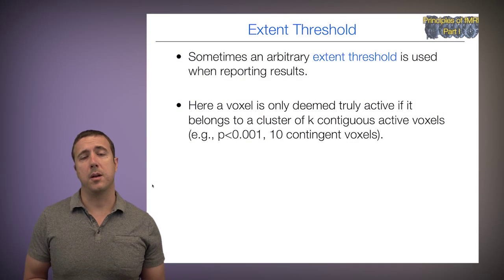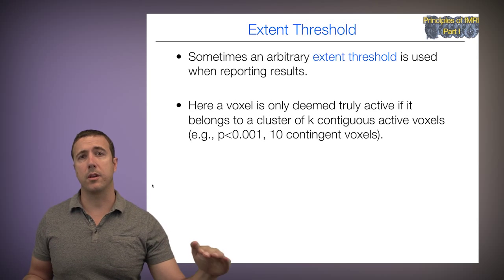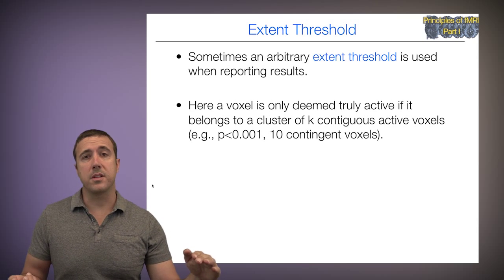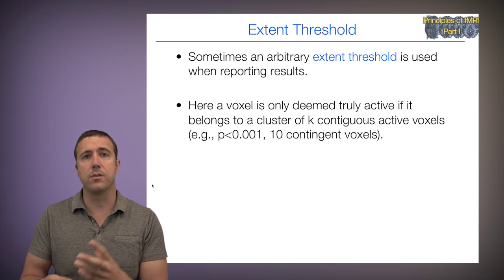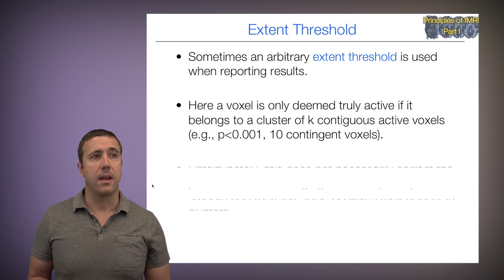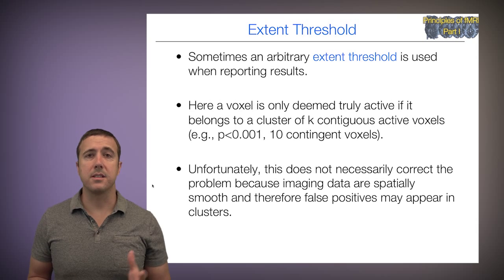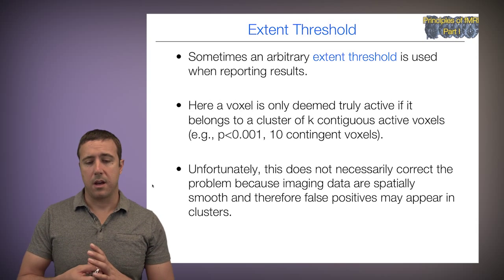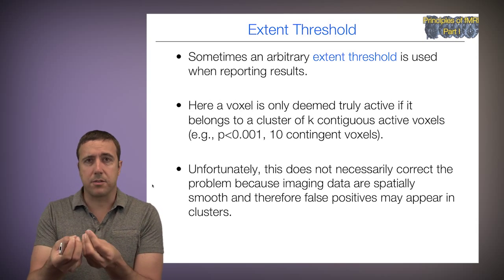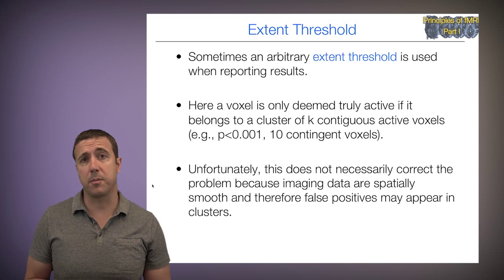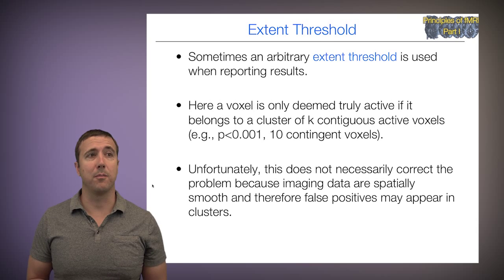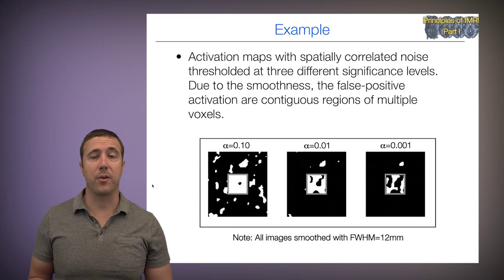So one solution that people often use is to use an arbitrary extent threshold. So for example, I might threshold a map at 0.001 uncorrected, and then I might say retain only clusters that have 10 or more contiguous voxels and say those are significant. And at first, that seems very sensible. You think, okay, well, what are the chances of 10 voxels together happening? Unfortunately, the chances of 10 voxels together by chance is pretty good. Why is that? I'll show you why right now.